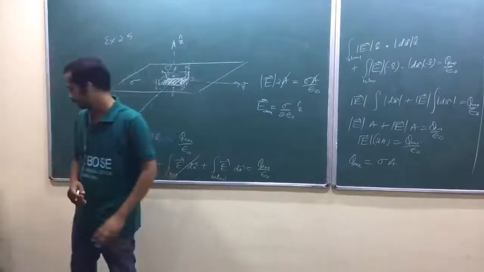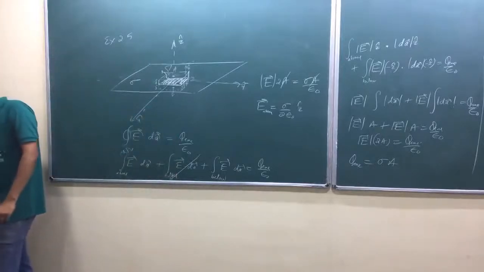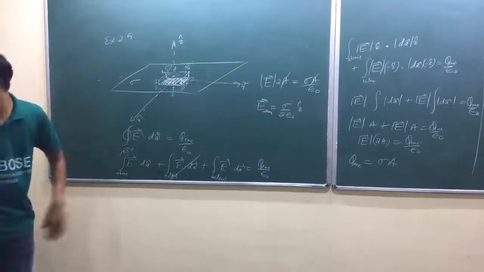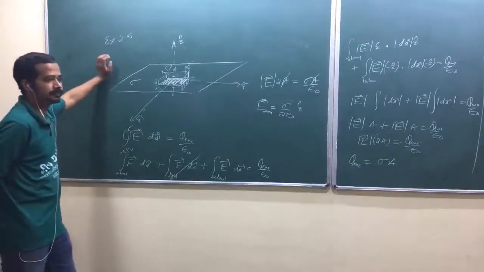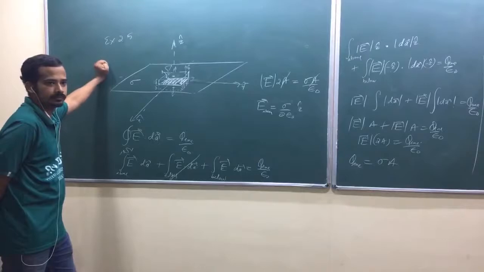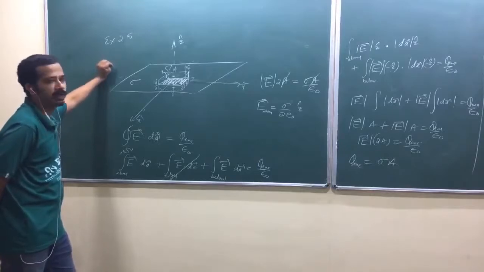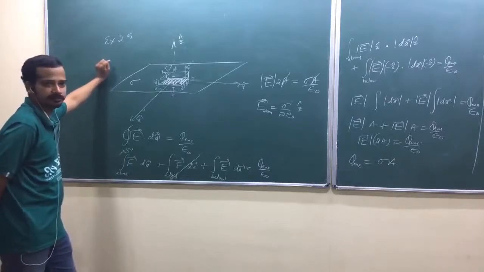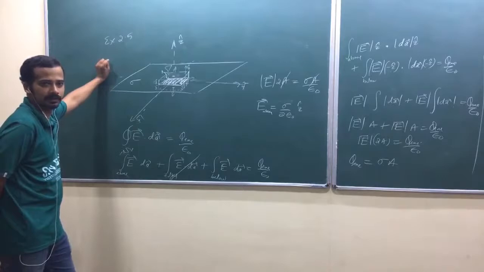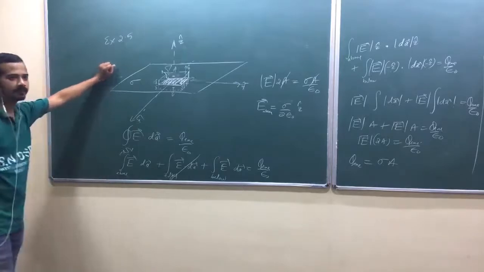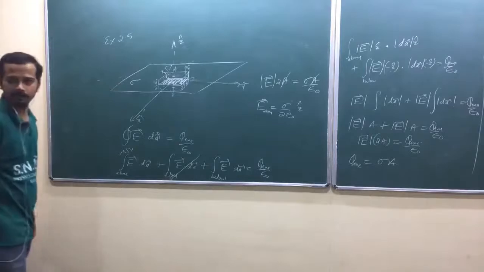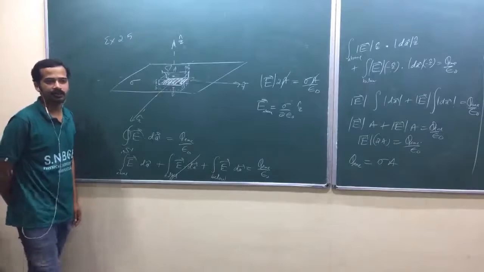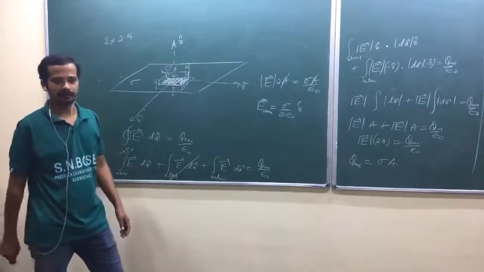How do you explain it? That means when you move along the Z axis, the electric field magnitude is not changing. What about our inverse square law? Isn't it? Are you getting my point? When you move along the Z axis, you are moving away from the charge distribution. Still the electric field is not increasing, not decreasing.